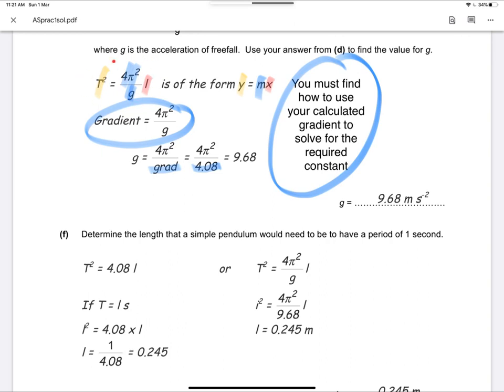You're given this equation here. Notice it's already in the shape of y equals mx plus c because you plotted t squared on the y-axis of the graph and you plotted L on the x-axis. Whatever constant is in front of the x must be the gradient. In this case, it's 4 pi squared divided by g.